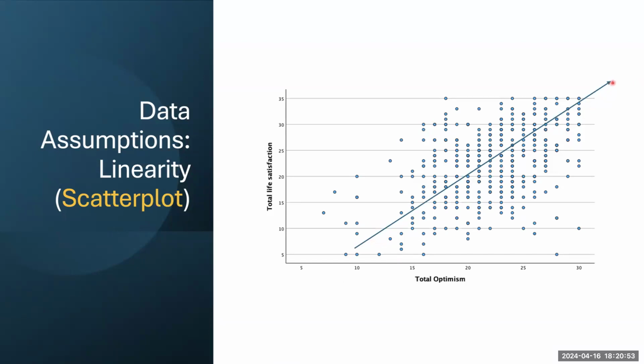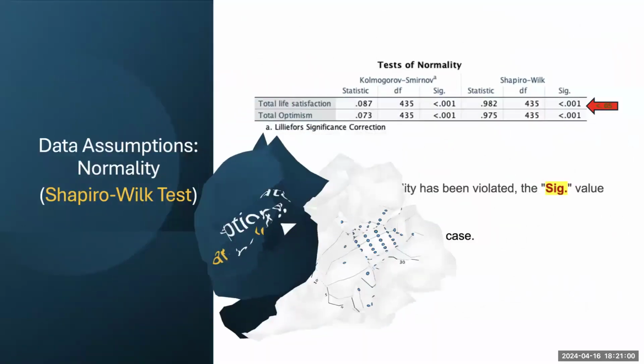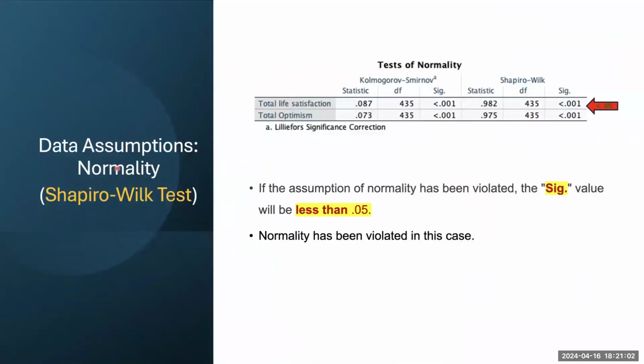So we would say that this assumption is met. But then we have the final assumption of normality. And remember, we do that by the Shapiro-Wilks test. And we'll take a look at all of this, how to run it. But remember, the test of normality is going to be a part of the output.